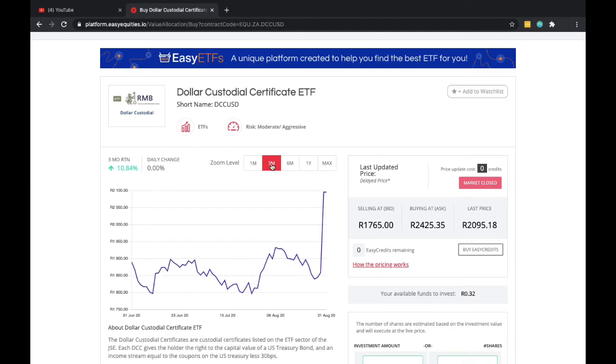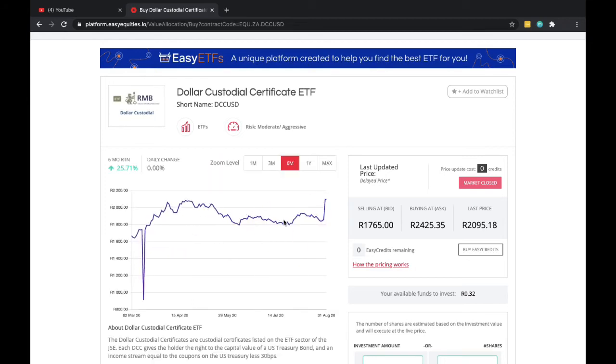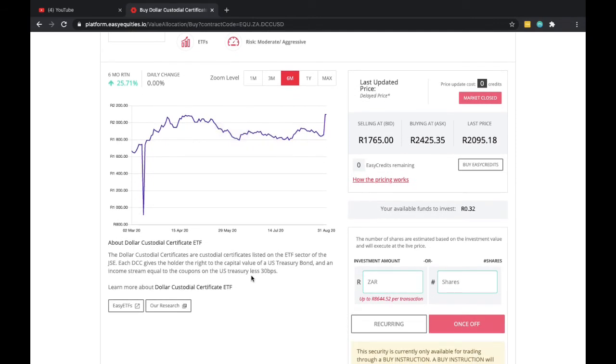If we go to the 3-month view, yes, the share price of this is expensive, but thanks to Easy Equities, you can have a fractional share. You can own a fraction of a share, which is really cool. And if we just come to March, sorry, that's only a 6-month view. If we just come to March over here, wait for it to load. The dollar custodial certificate is listed in the ETF sector. Remember, exchange traded funds. I will make a video showing the difference between an ETN and an ETF and an equity, but that will come at the end of the series.